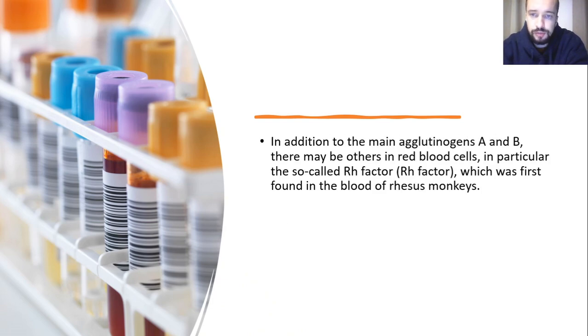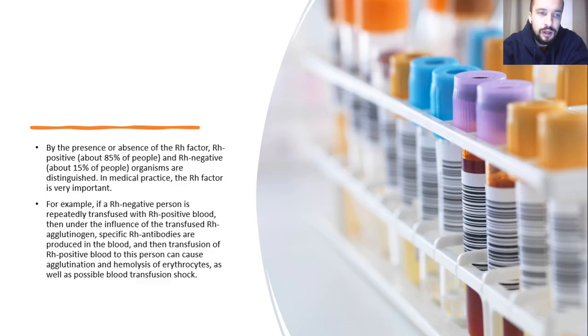In addition to the main agglutinogens A and B, there may be others in red blood cells, in particular the so-called rhesus factor, which was first found in the blood of rhesus monkeys. That is why it is called rhesus. By the presence or absence of the rhesus factor, rhesus positive about 85% of people, and rhesus negative 15% of people, are distinguished. In medical practice, the rhesus factor is very important because it can lead to shock too.